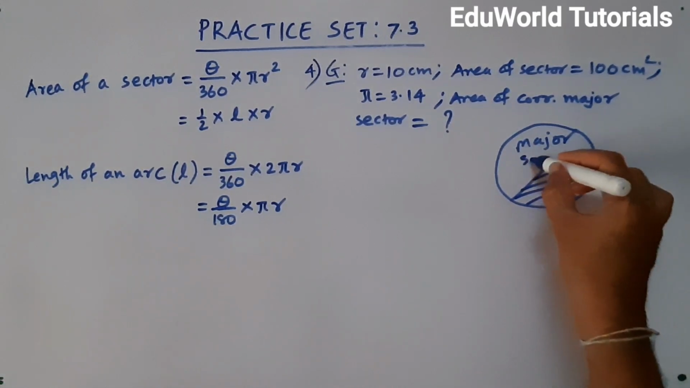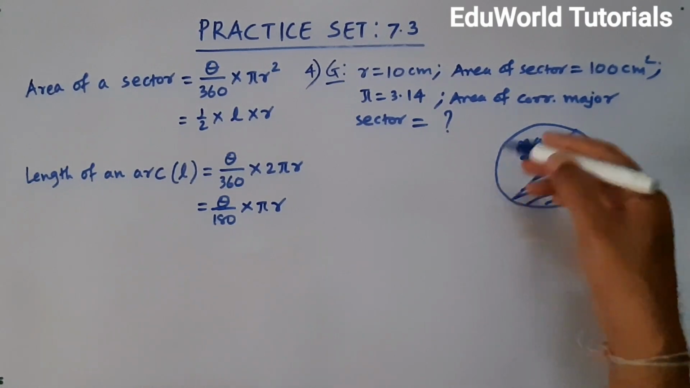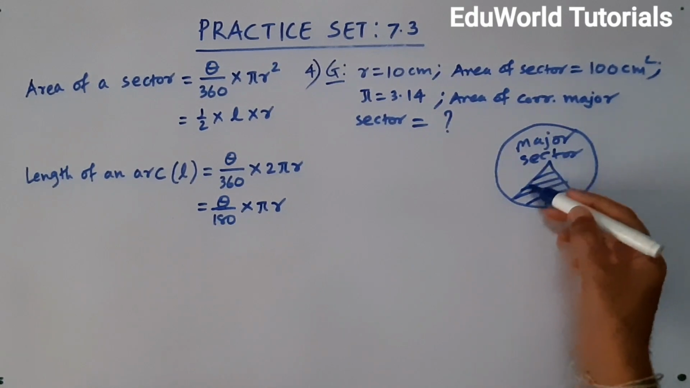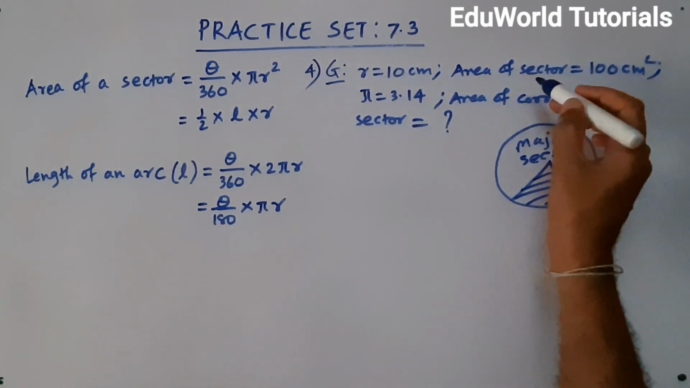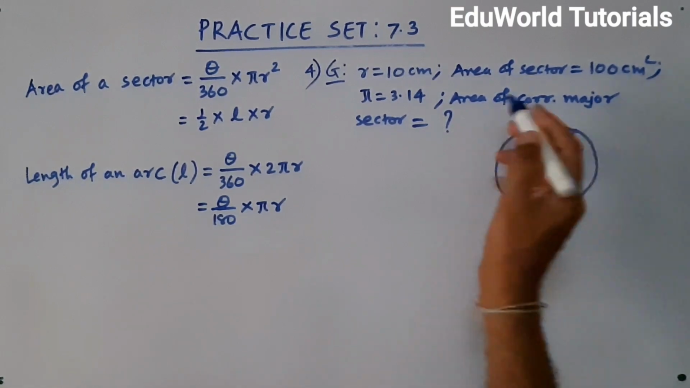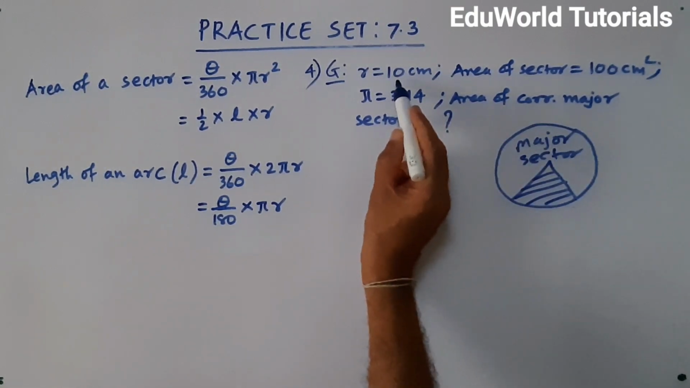Okay, this is the major sector. How to find the area of the major sector? For that we need to know the area of the circle and the area of the minor sector. We are already given the area of the minor sector, 100 centimeter square, and the area of the circle we can find with the help of the radius, which is 10 centimeter.